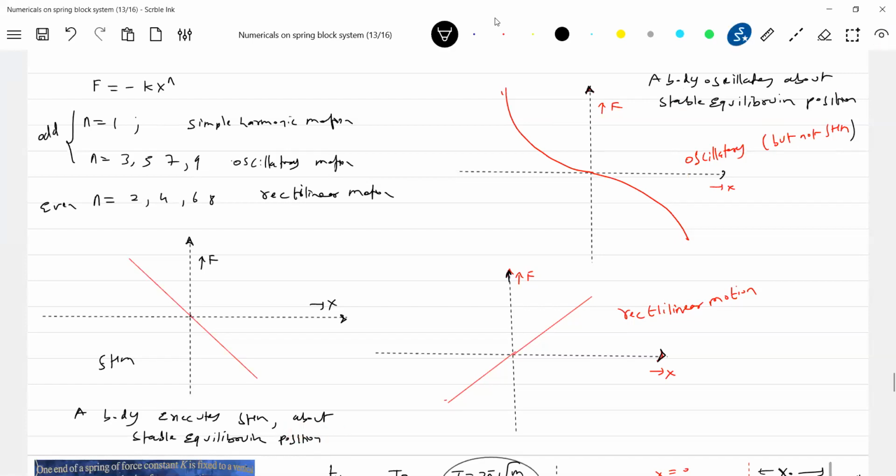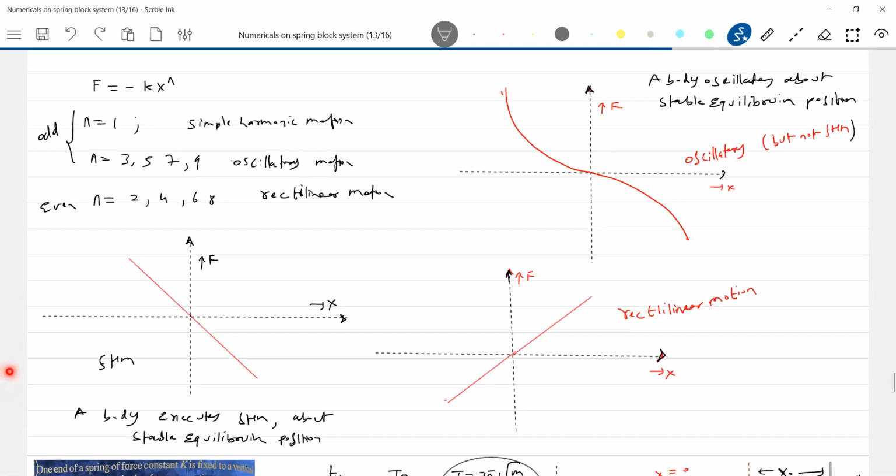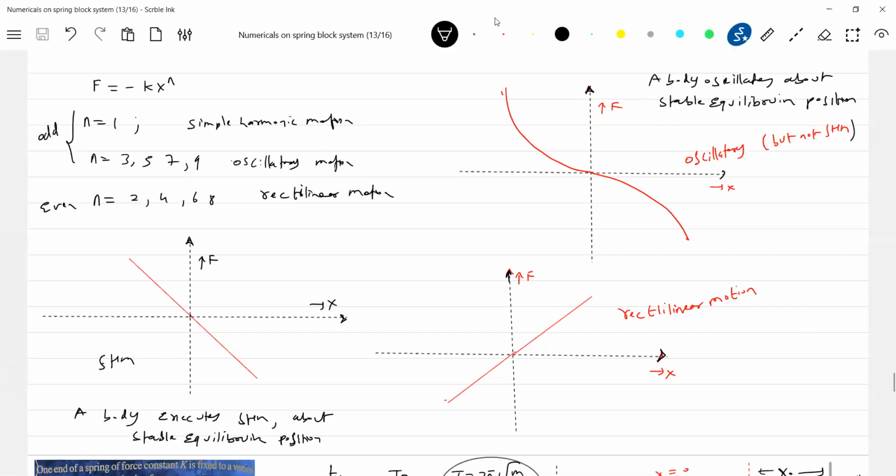So will it execute SHM or not? How to determine? Just check, is it in stable equilibrium? There's one more method for us, which is going to help us a lot in coming numericals. Some mathematical treatment, graphical or any other thing. There's a method that we can apply.